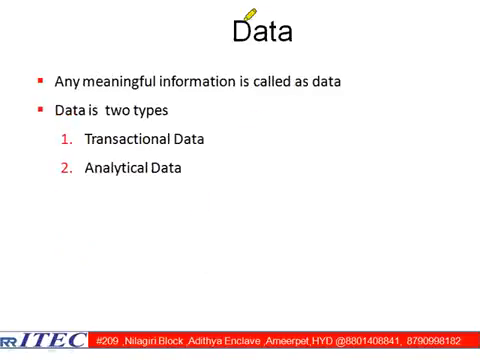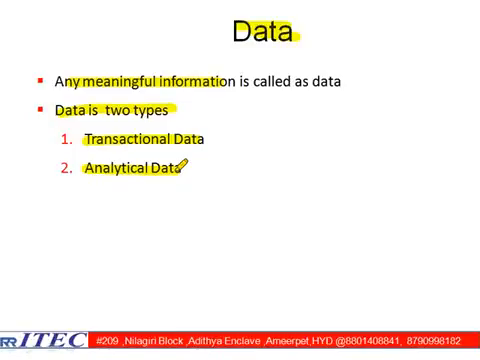If you go for the first one, what do you mean by data? Anything which gives some meaningful information is called data. This data is divided into two types. One is transactional data. The second is analytical data. What do you mean by transactional data? Whatever work you are doing regularly gives some transactional data. Let us say you are going to a supermarket and purchasing something, that is called what, sir? One transaction.